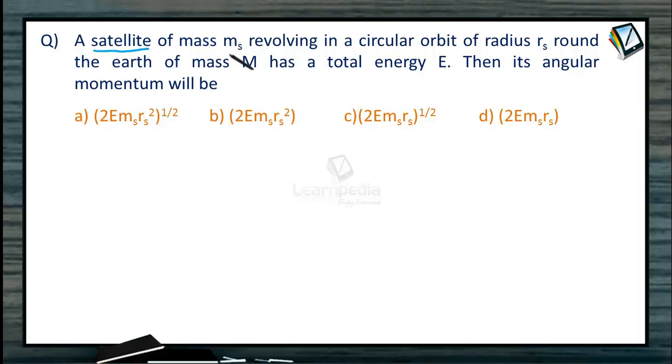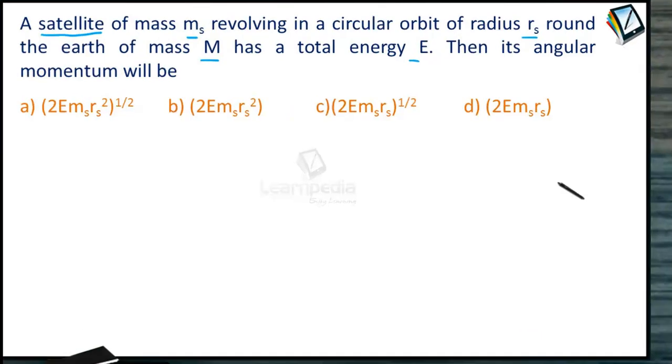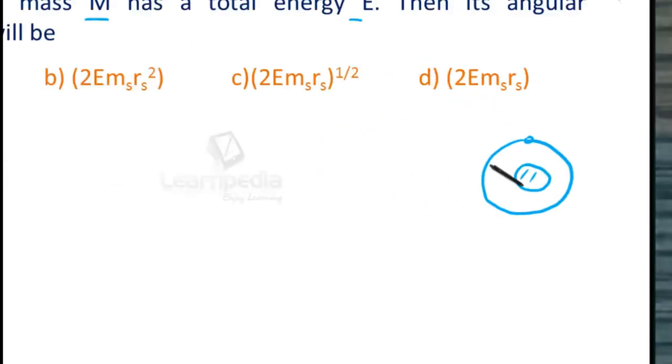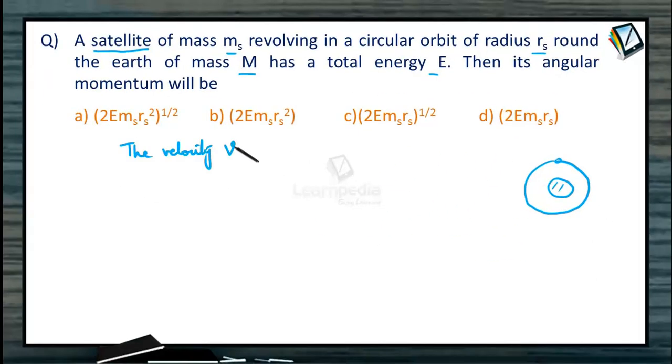The satellite of mass ms is orbiting at a radius of rs around the earth of mass capital M and has a total energy capital E. So the velocity of the satellite when it is revolving around the earth is given by the following. Suppose this is the earth and the satellite is revolving around it. What is its velocity? We want to calculate the velocity of the satellite, Vs. The force between the earth and the satellite will provide the necessary centripetal force.